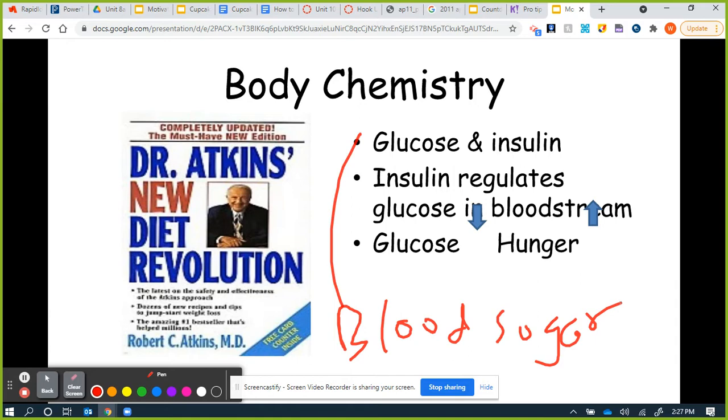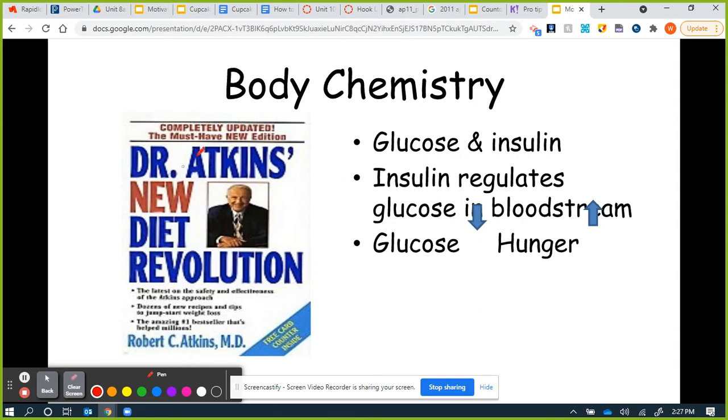And so what happens is, as insulin is released, insulin lowers our levels of blood glucose, right? And it does it slowly, which is why hunger comes on slowly. But as insulin is released, hunger is going to increase because your blood glucose levels are decreasing due to the insulin. Okay.